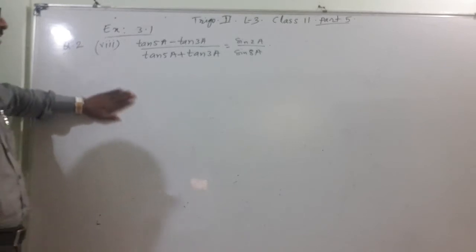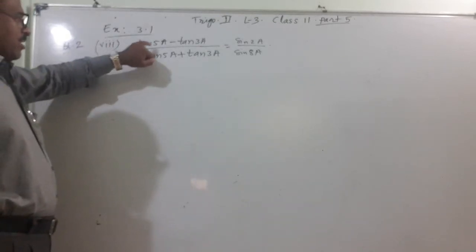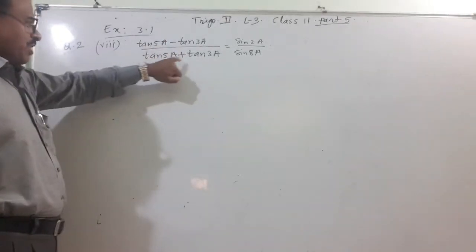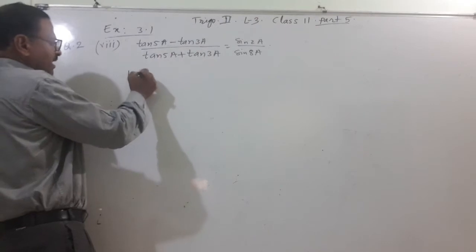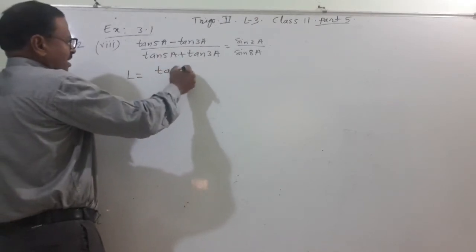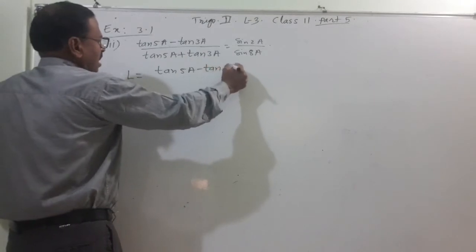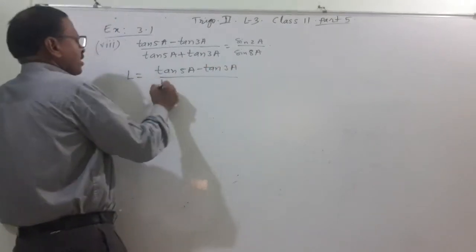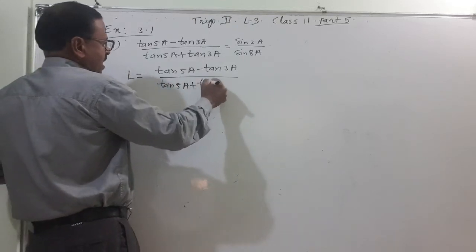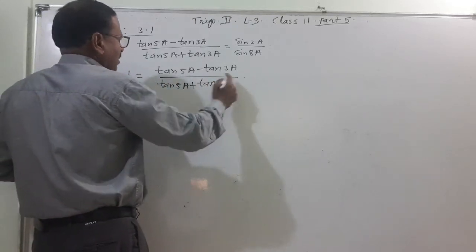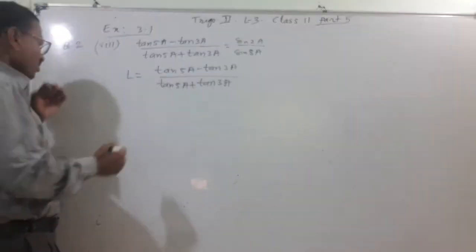Now the 8th one: prove that tan of 5A minus tan of 3A upon tan of 5A plus tan of 3A is equal to this. So I will take LHS equal to tan of 5A minus tan of 3A upon tan of 5A plus tan of 3A. What is meant by tan? Sine upon cos. That way I will go.